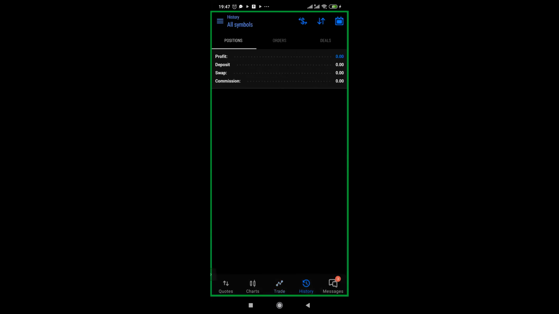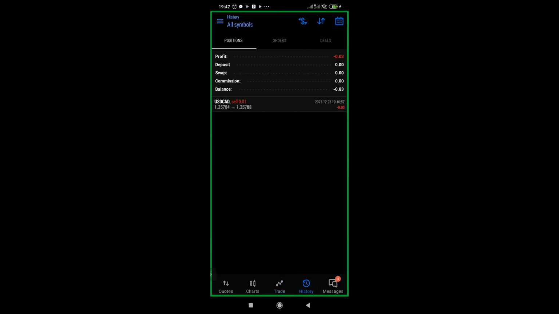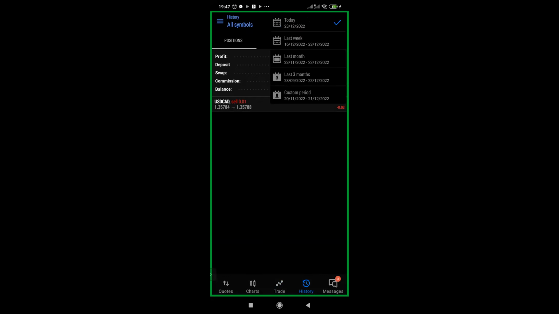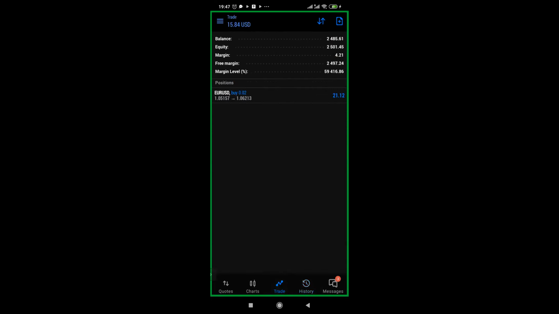All right, so when you go to history, that will give you a catalog of all the trades that you have been taking, and then you can view it for either last week, last month, or last 3 months, depending on you. So that's how you open and close a trade using market execution, instant execution.